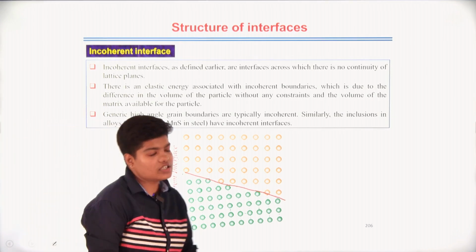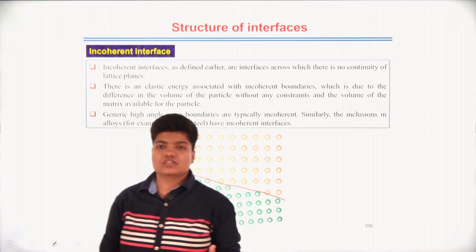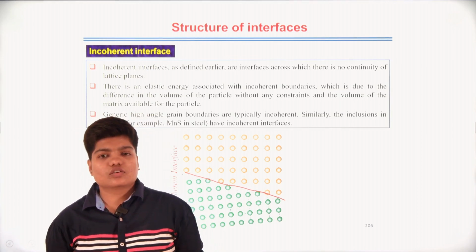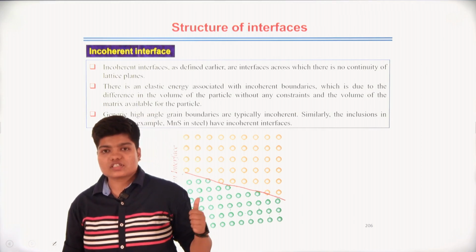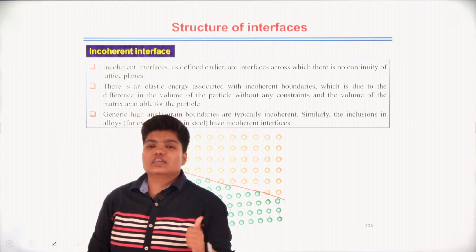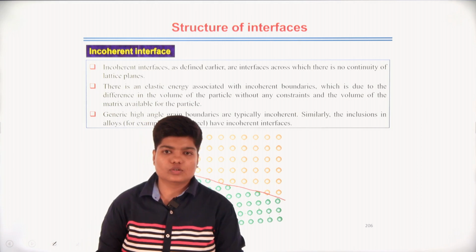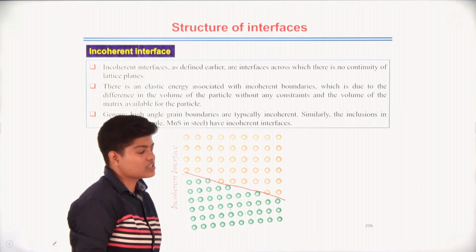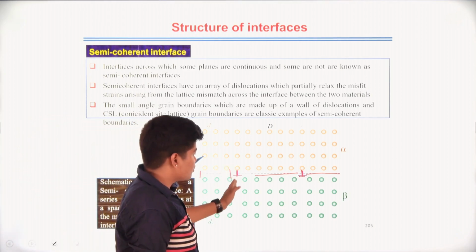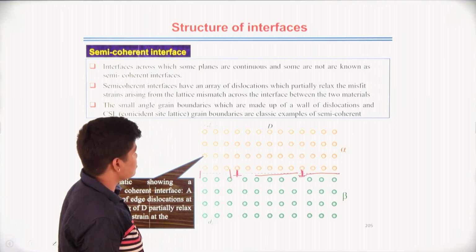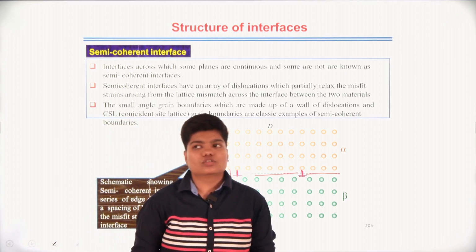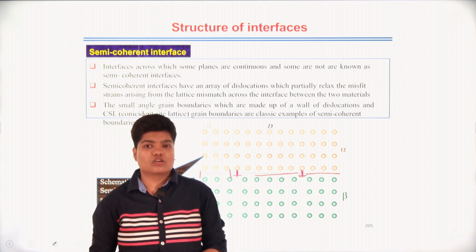So generally, based upon the structure of interfaces, there are three types: coherent, incoherent, and semi-coherent. In coherent interfaces, the lattice plane across the interface is continuous, as we saw. In incoherent interfaces, there is discontinuity, as you can see here. In semi-coherent, there is some continuity, after which there is some discontinuity. So these are the three types of interfaces. Up to this, the chapter on interfaces in materials is completed.